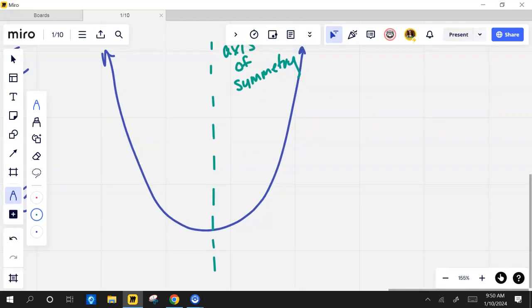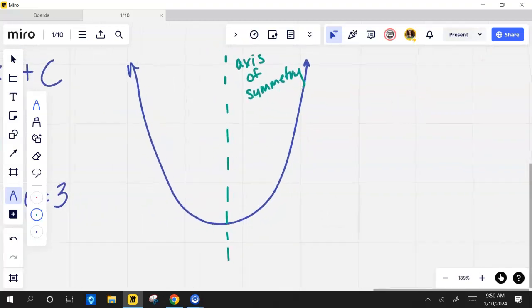This axis of symmetry goes through a very, very important part. And it is this point right here at the very bottom.